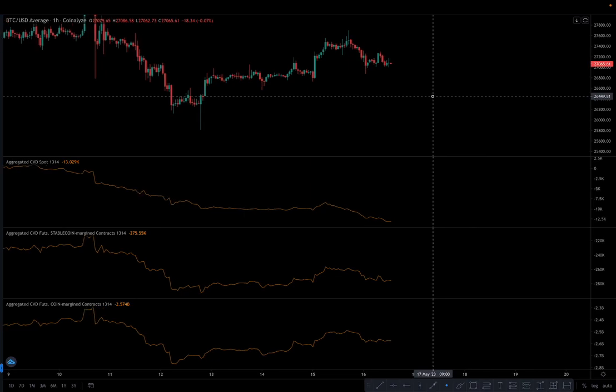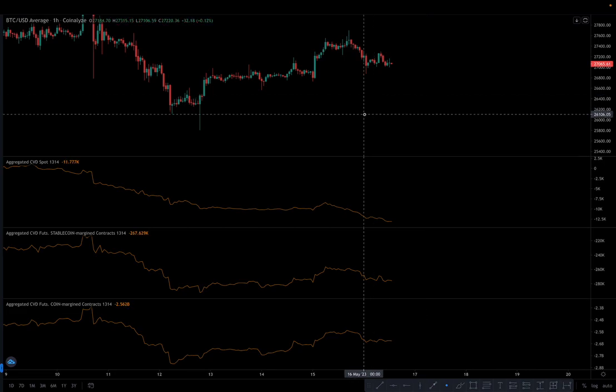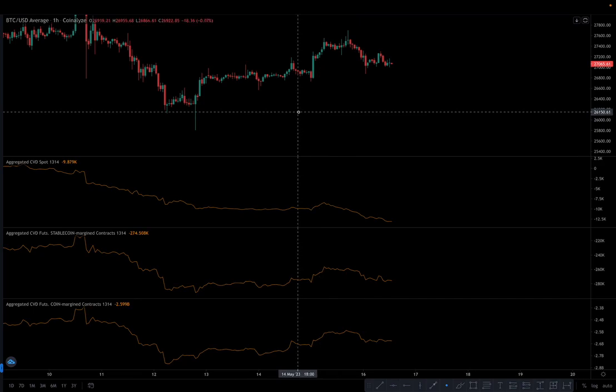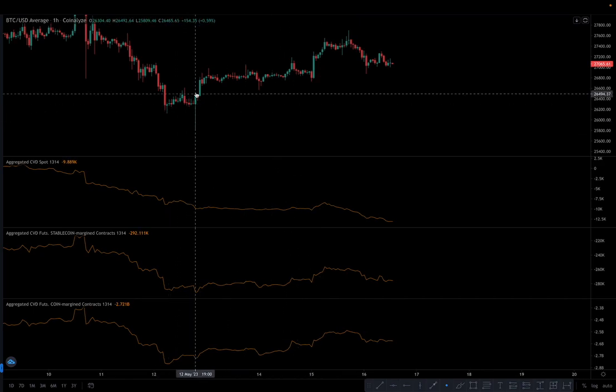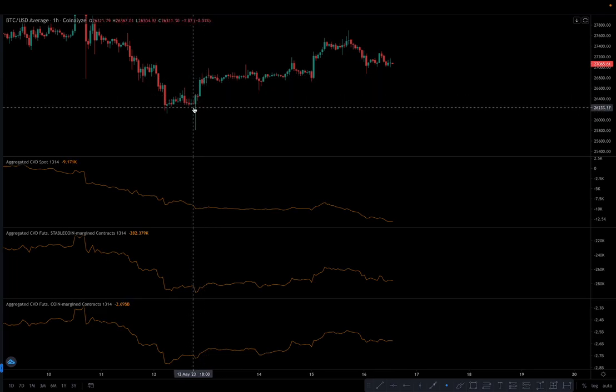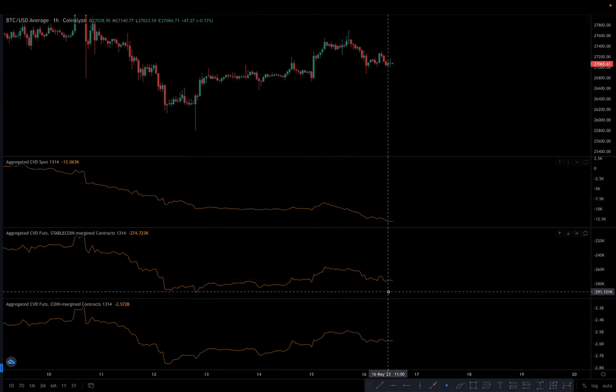So, how do you use CVD best on lower time frames? You want to look at it and say, I have a thesis. You start with a thesis and then you test it using CVD. Very simple. Clearly we can see a long wick below and a pump off the bottom here that hasn't retested. So the wick hasn't been retested. Price has remained elevated.